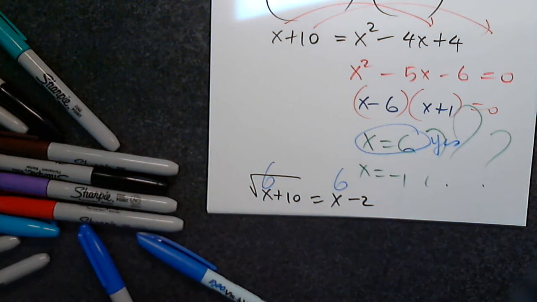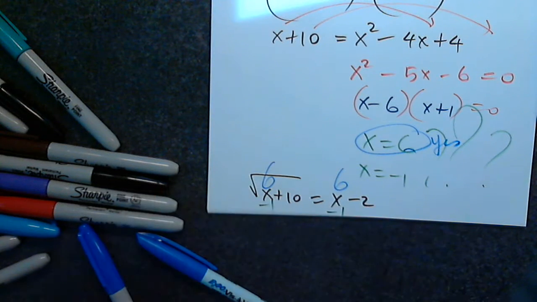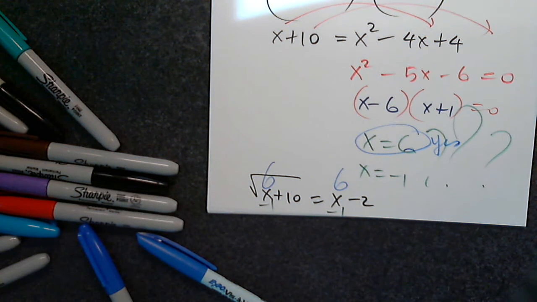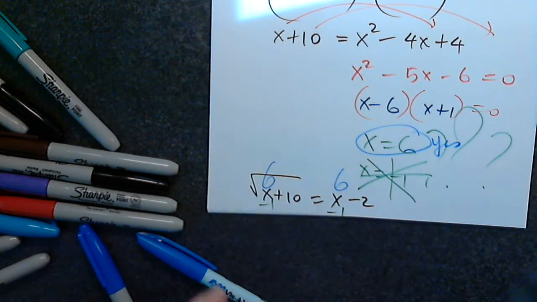Now, I replace x by -1. The left-hand side is? It's square, it cannot be negative. So the left-hand side is 3. The right-hand side is? 3 does not equal -3. I will say no way.